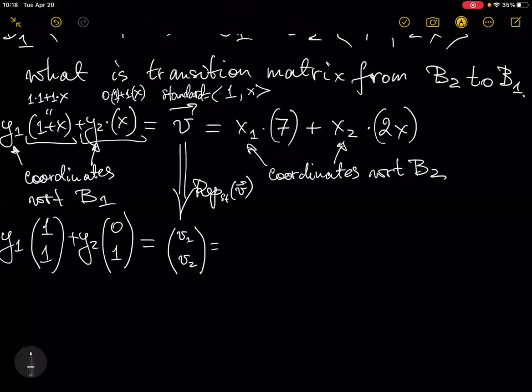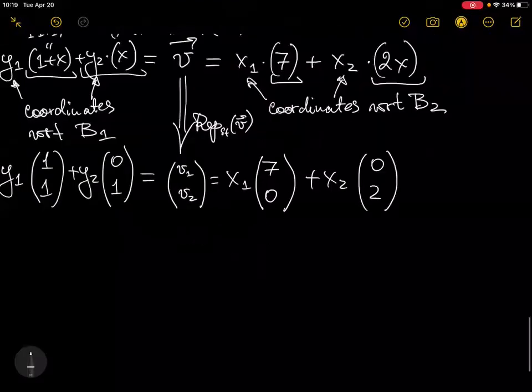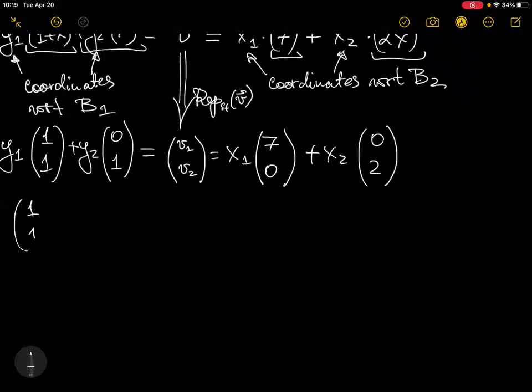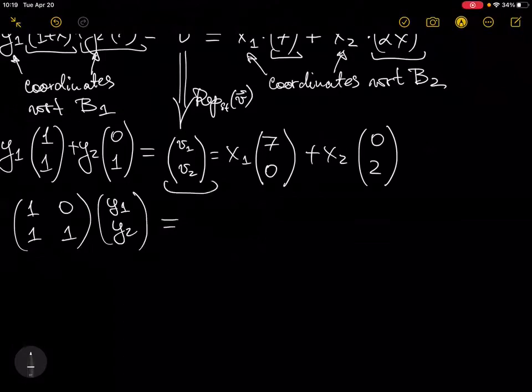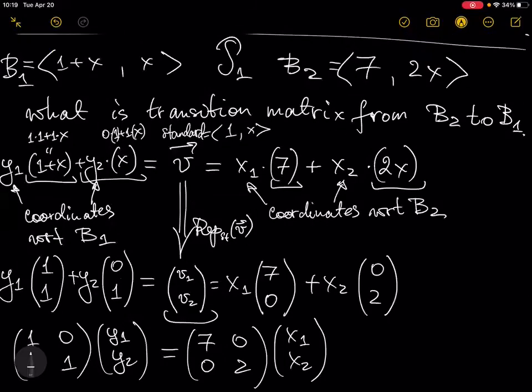Okay, so this vector, what is the representation with respect to the standard basis? 7, 0. Right. This vector, what is the representation with respect to the standard basis? 0, 2. Thank you, both of you. So, how can I write it? 1, 1, 0, 1 times y1, y2 equals, I don't need this intermediate vector, right? So I can just write 7, 0, 0, 2 times x1, x2. Clear or not? It's clear.